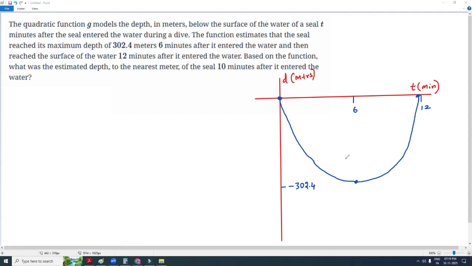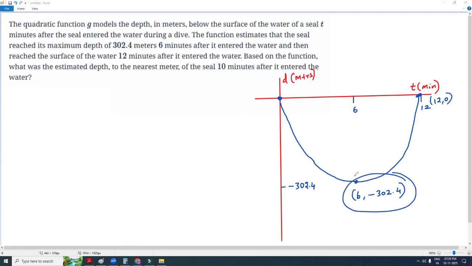Okay, now let's consider the path of the seal. Clearly, it's a parabola which opens up, and this maximum depth represents the vertex of the parabola. Here we take the coordinate on the horizontal axis, that is 6, and the coordinate on the vertical axis, that is negative 302.4. So this is the vertex of the parabola, and the seal reached the surface 12 minutes after it entered the water. So this is the x-intercept of the parabola, that is 12 comma 0.